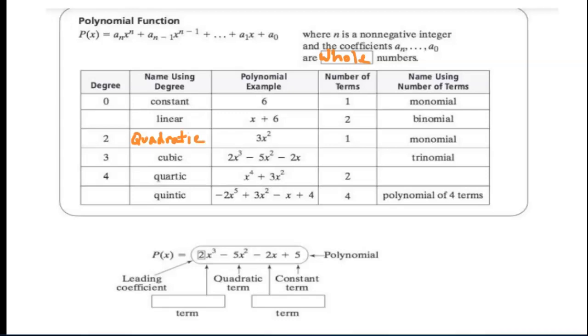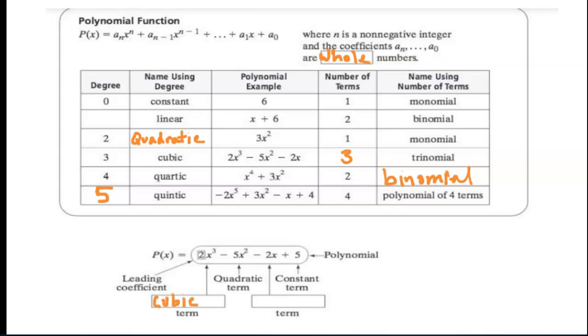The next one down is a cubic because it's x to the 3rd. It's also a trinomial because it has 3 terms to it. And then the next one we have is a quartic, with x to the 4th, but it only has 2 terms, so this is considered a binomial. And then the last one is x to the 5th. It's a quintic, remember that's going to be 5th degree, and it has 4 terms, so we would consider it a polynomial of 4 terms.